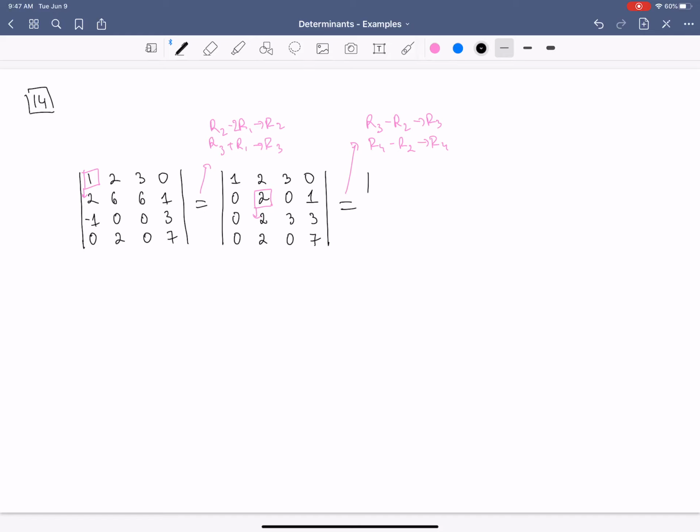All right. So we have 1, 2, 3, 0 in the first row, 0, 2, 0, 1 in the second row. Then we have 0, 0, 3, and a 2, and then 0, 0, 0, and 7 minus 1 is a 6. And we are done. We have an upper triangular matrix. Now I know the rule for this. I just multiply the diagonal terms. 1 times 2 times 3 times 6.